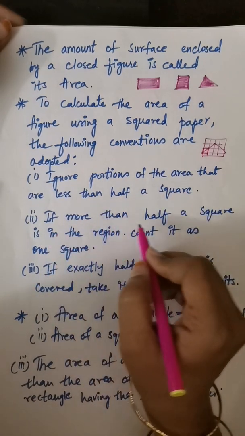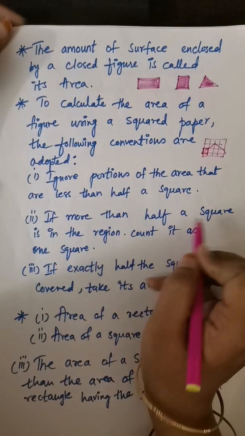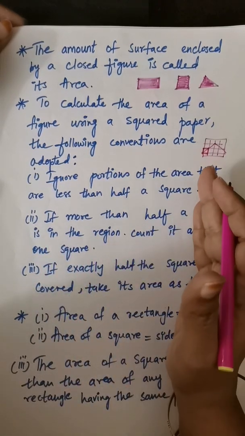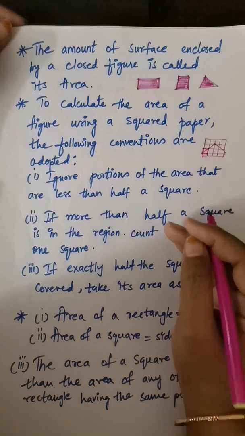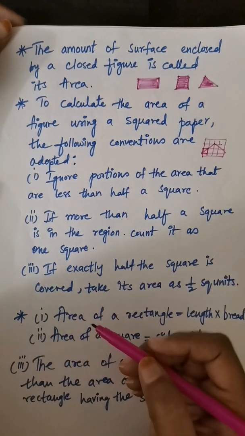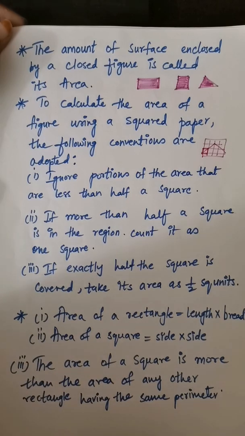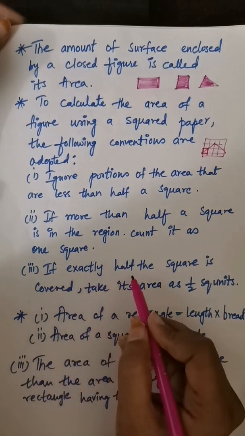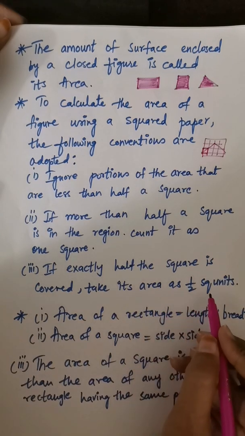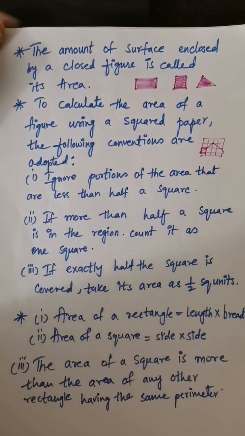If more than half a square is in the region, count it as one square. If it is more than half, count it as one. If it is less than half, ignore it. These are the rules to find the area of a figure using squared paper. If exactly half the square is covered, take its area as half a square unit. If it is exactly half, take it as half a square unit.